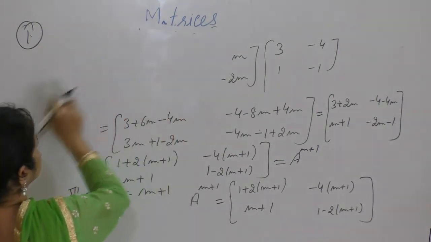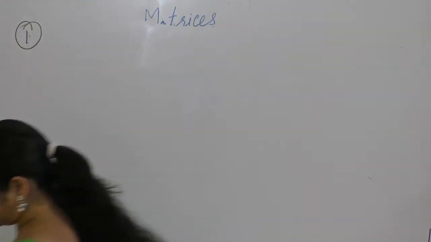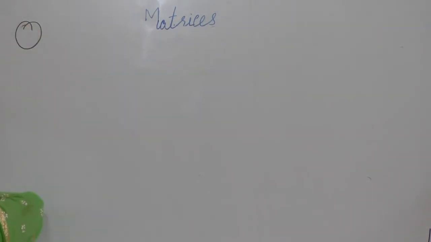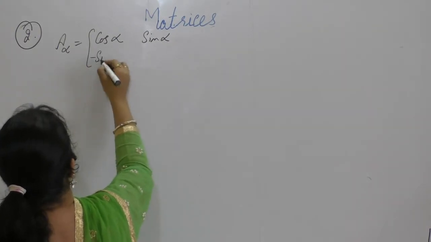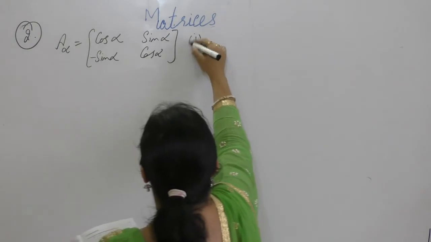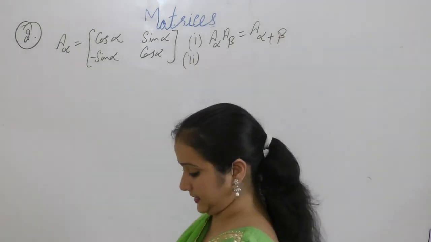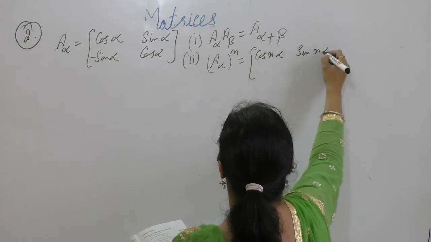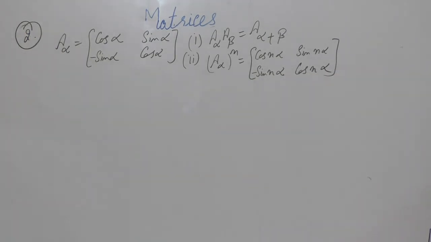Now the next one is question number 2. If A alpha is equals to [cos alpha, sin alpha; minus sin alpha, cos alpha], then prove that A alpha into A beta is equals to A of alpha plus beta. Second part is A alpha power n is equals to [cos of n alpha, sin n alpha; minus sin n alpha, cos of n alpha] for every positive integer n.